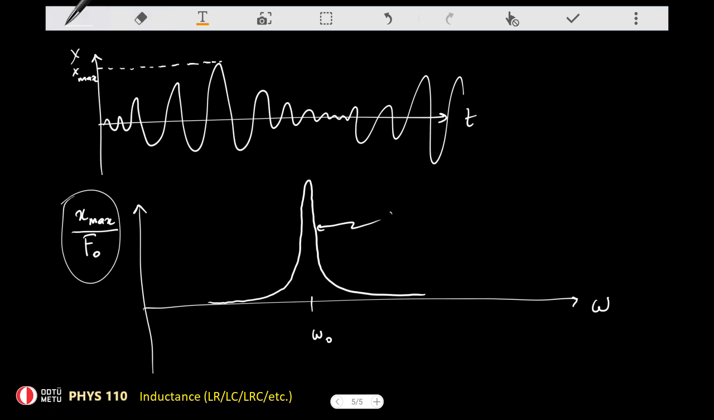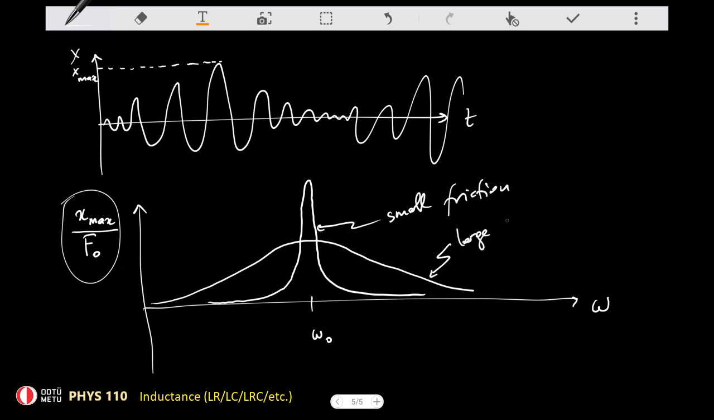So let's say it like this. This is small friction, in which case we are going to get a very narrow curve. But if the friction is large, it appears that the peak has decreased, so therefore the response of the system is somehow smaller, but it just responds in a very large region. So that is the case of large friction.